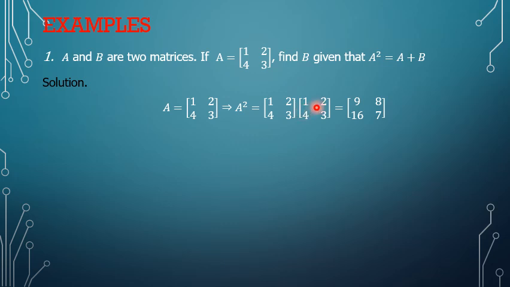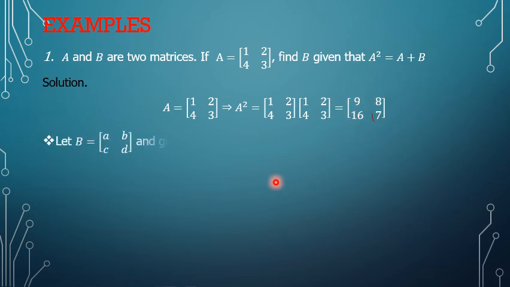4 times 2 will be 8, plus 3 times 3, you get 9. So it will be 17. Now we have to find B. We have now A squared is [9, 8; 16, 17]. So we have to find B.